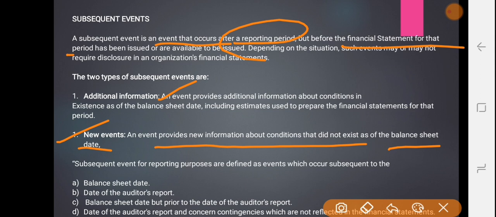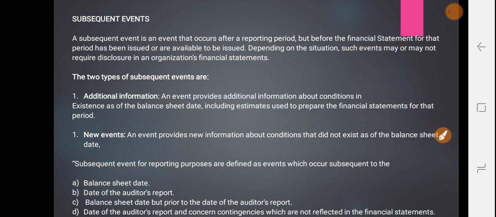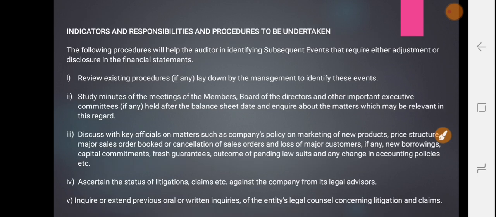So here, subsequent events for reporting purposes are defined as events which occur subsequent to the balance sheet date but prior to the date of the auditor's report, and the date of the auditor's report, and concern contingencies which are not reflected in the financial statement. If an event occurs in this period or on these dates, that is termed a subsequent event.